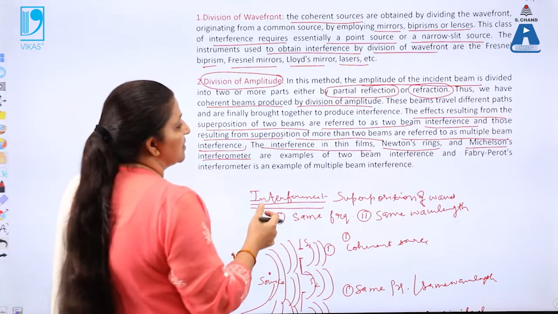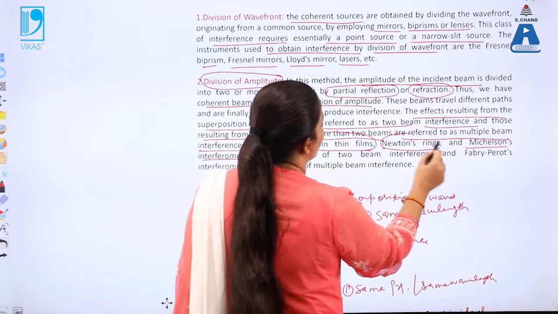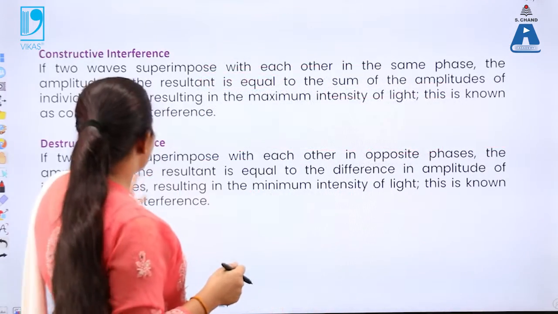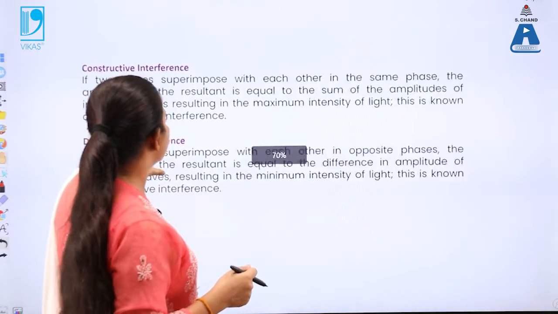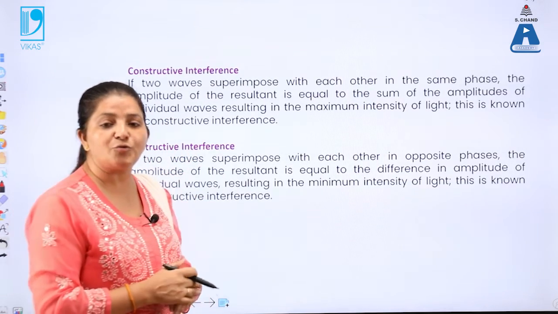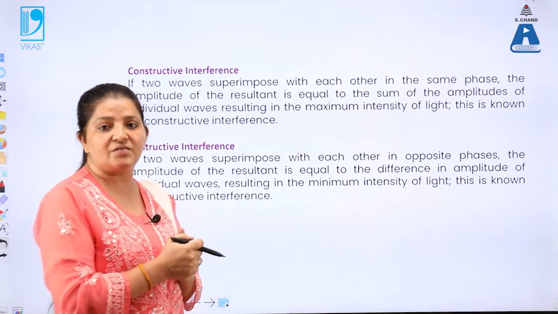In this case there are different phenomena like interference in thin films and the Newton ring experiment that will be understood here. Then on the basis of amplitude, we will see how the amplitude of the resultant wave of the two waves can be calculated. The interference is again of two types: one is constructive interference, the second is destructive interference.